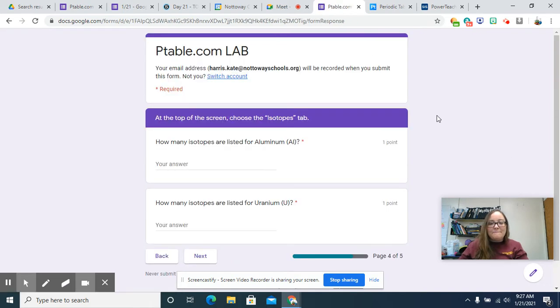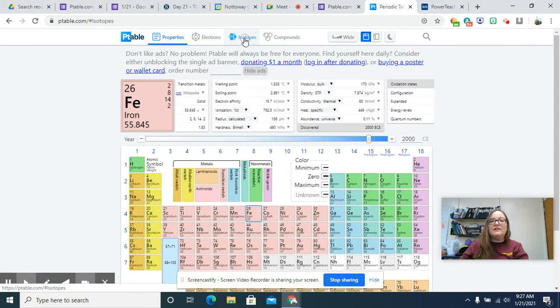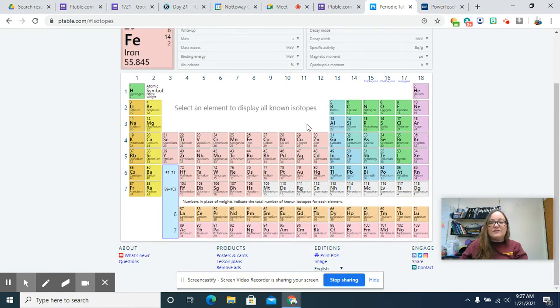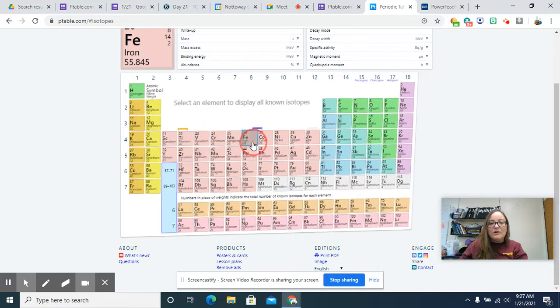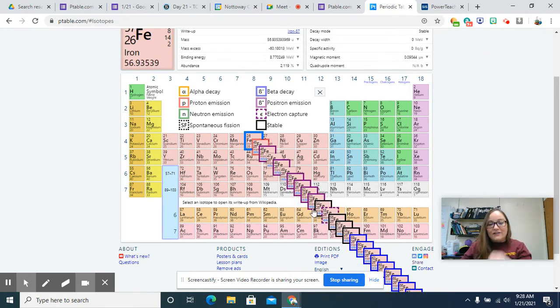We're almost done. How many isotopes are listed for aluminum? So the isotopes band is up here at the top, just like the properties band. So we're going to click on the isotopes band, and that's going to tell us how many isotopes the thing has. So when you look at iron, for example, because that's the one we were on, it's going to show us all the different isotopes. So these are all things that have 26 protons, but then they have varying numbers of neutrons. And so that's where we get that atomic mass, an average number that's a decimal, because you add all those up and then divide to get an average to find the mass of iron. Each of these degrades over time.